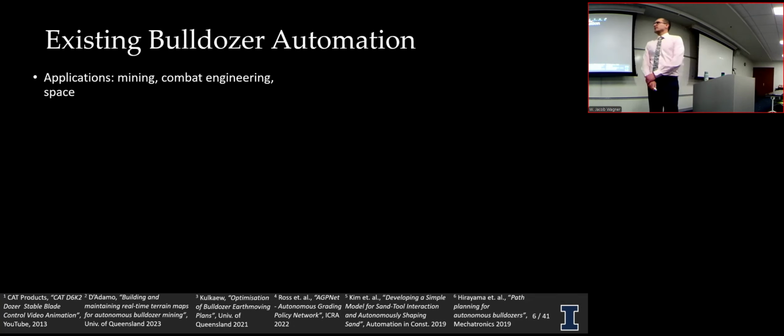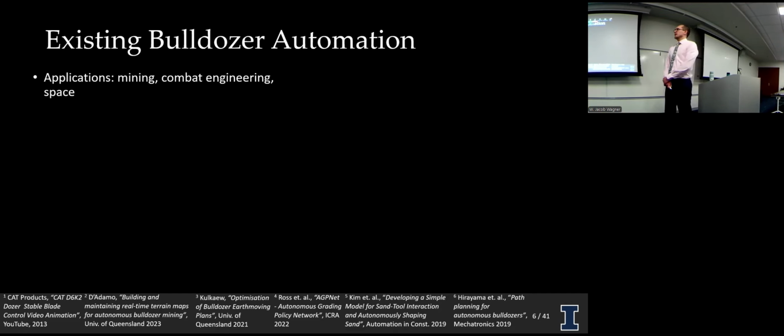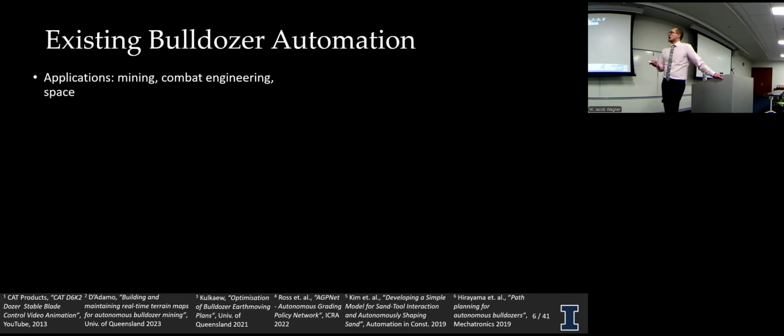So there's been a decent amount of work in this space of earth moving. A lot of it's more on the side of development of autonomy for excavators. But there are a number of applications for autonomous earth moving specifically applied to bulldozers. So there's some work in the mining fields where you're trying to get down to coal seams and that type of thing with large earth moving equipment.